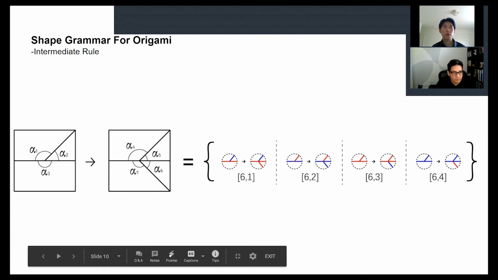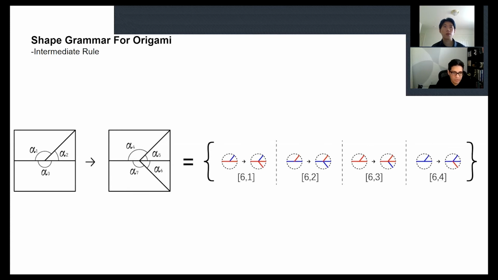In the process of using this shape grammar, not all right-hand side designs create a foldable pattern. To solve this problem, we need to check if the vertex is foldable or not. Then we need to create a special type of rule that transforms the unfoldable vertex into a foldable vertex. In this research, we define such shape grammar rules as transformation rules or intermediate rules.